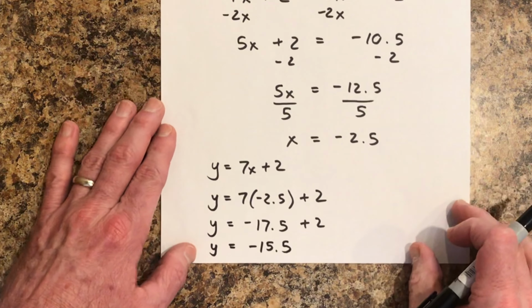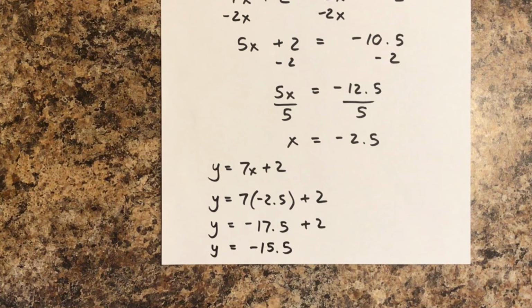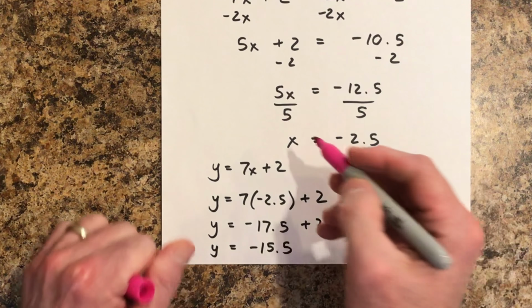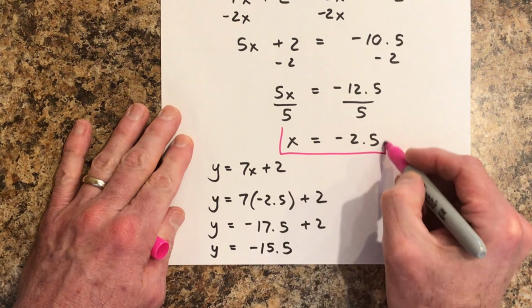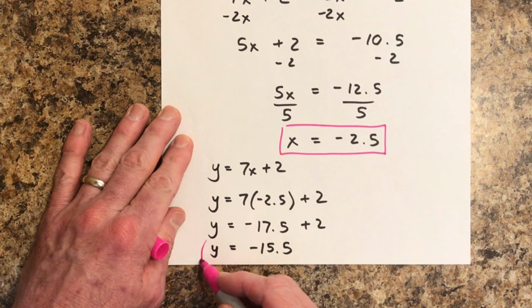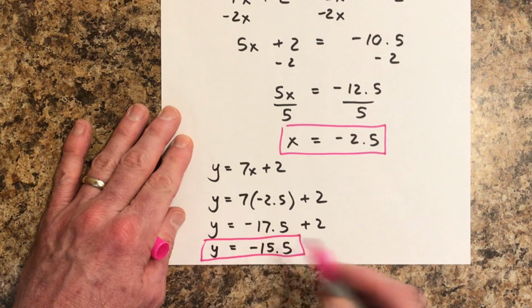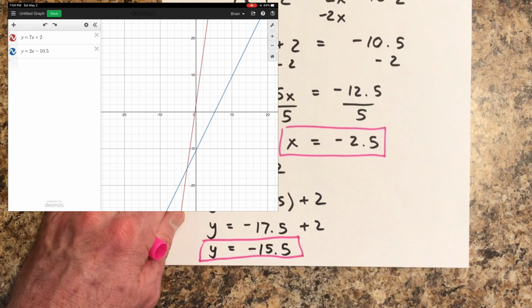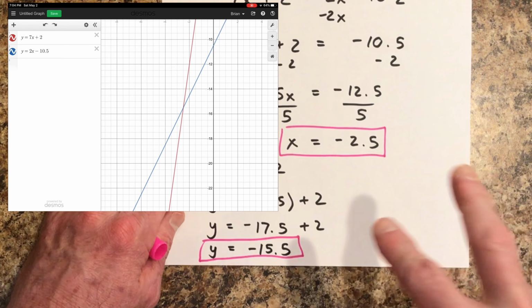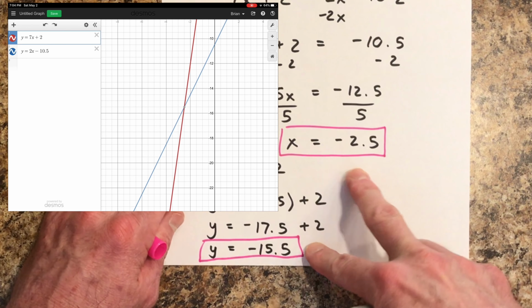So the solution to this system of equations is both the x and the y. Again, if we graph, what we're saying is this is the point where the two lines would cross.